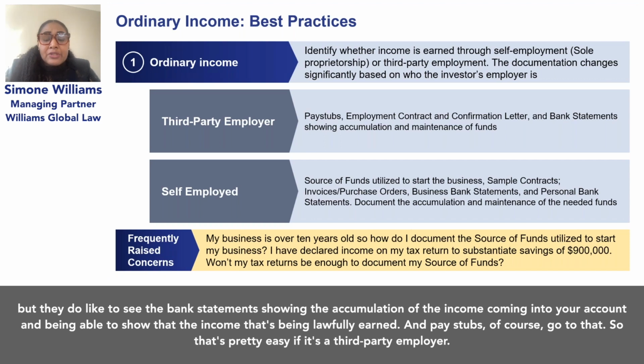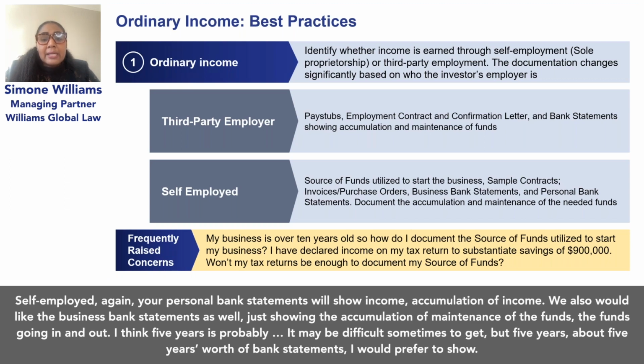But they really do like to see the bank statements showing the accumulation of the income coming into your account, and being able to show that the income is being lawfully earned. And pay stubs, of course, go to that. So that's pretty easy if it's a third-party employer. Self-employed, again, your personal bank statements will show accumulation of income. We also would like the business bank statements as well, just showing the accumulation and maintenance of the funds going in and out. I think 5 years may be difficult sometimes to get, but I would prefer to show about 5 years' worth of bank statements.